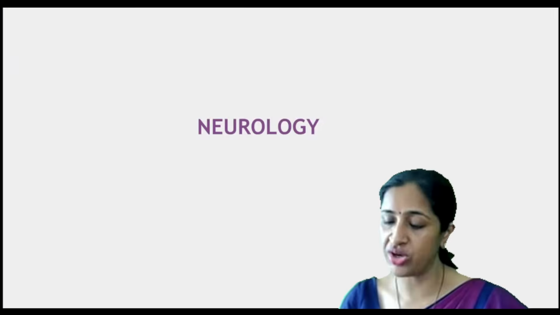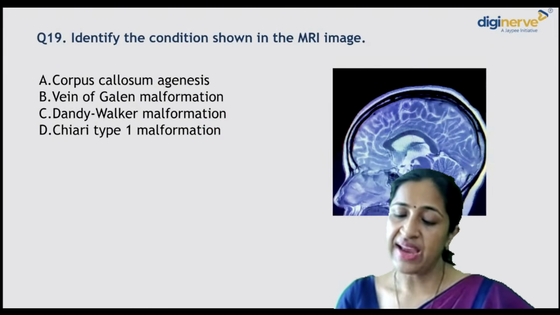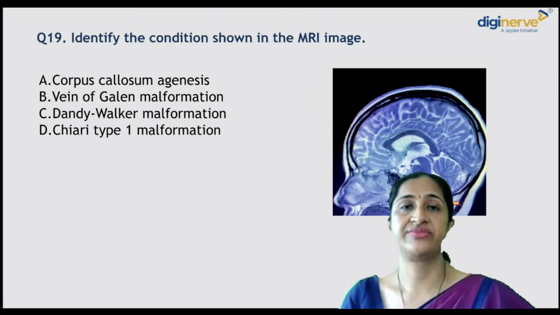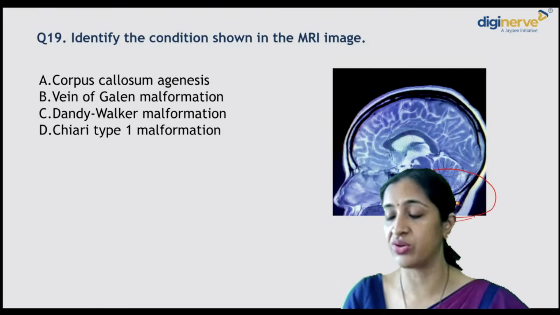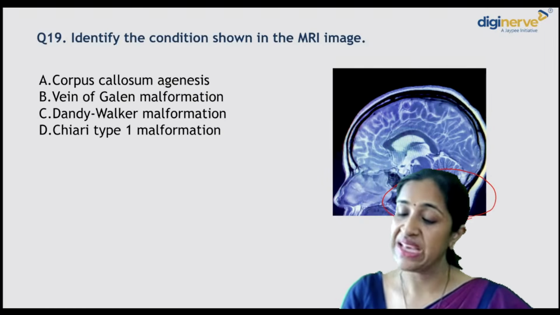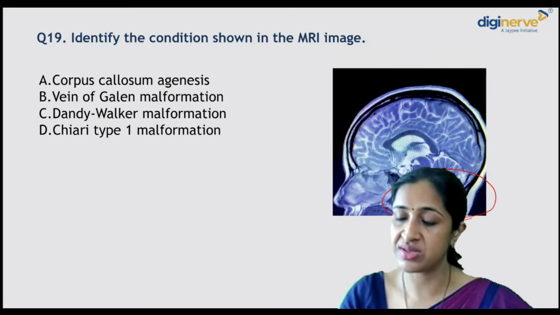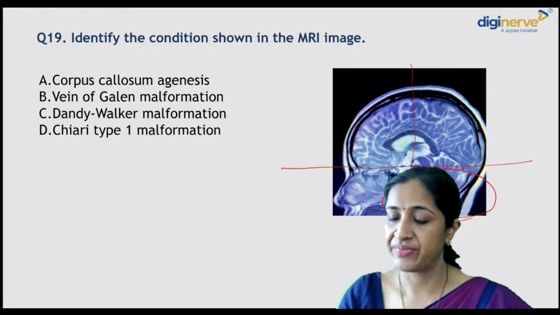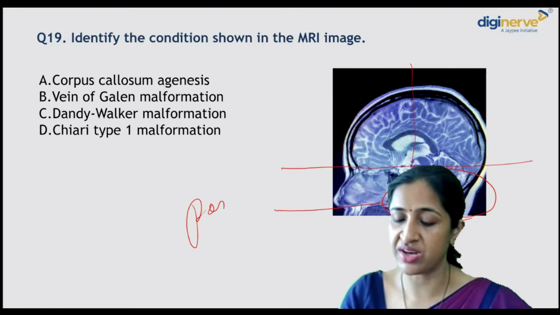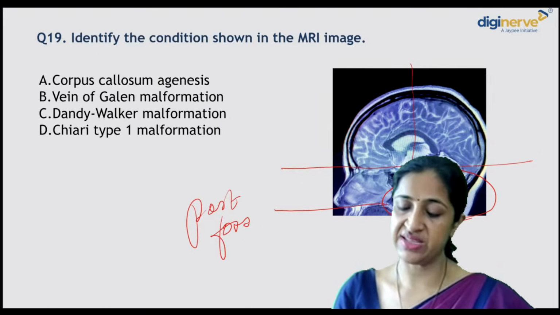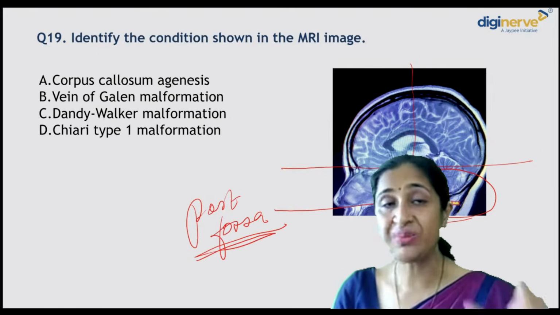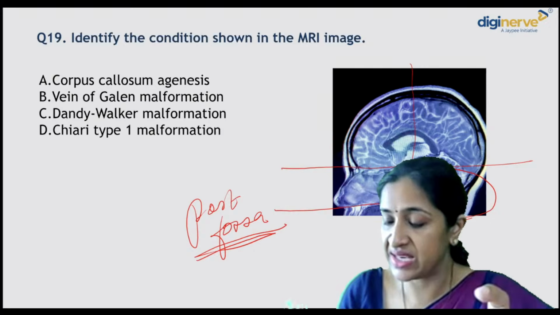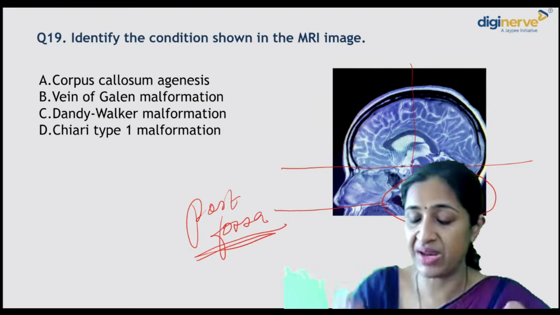Now coming to neurology, identify the condition seen. Very clear. Now they have pointed it out also. I hope they've actually pointed it out on your screen. This was the image which we got. So here, now this is the posterior fossa defect. There's a defect in the posterior fossa. And what do you see? You see near the base of the cerebellum, there is increased dimension and there is a malformation.